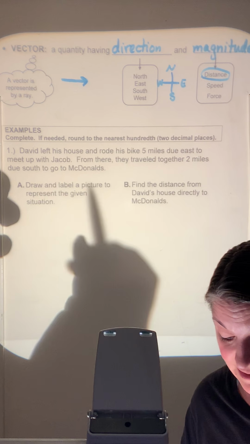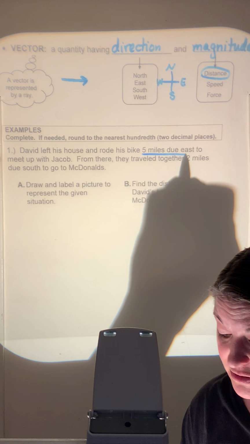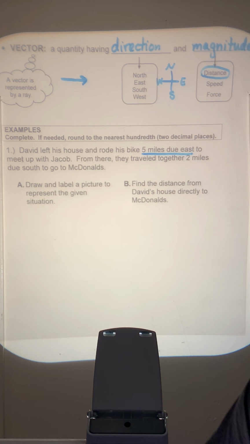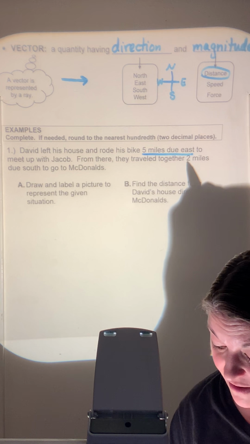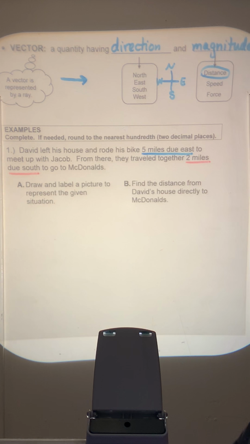So for number one, it says here that David left his house and rode his bike 5 miles due east to meet up with Jacob. And then from there, they traveled together 2 miles due south to McDonald's.